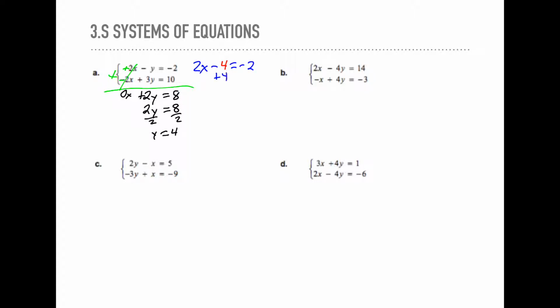I want to add 4 to both sides. So I get 2x is equal to a positive 2. Divide by 2, and I get x is equal to 1. So my final answer there is going to be 1, 4.